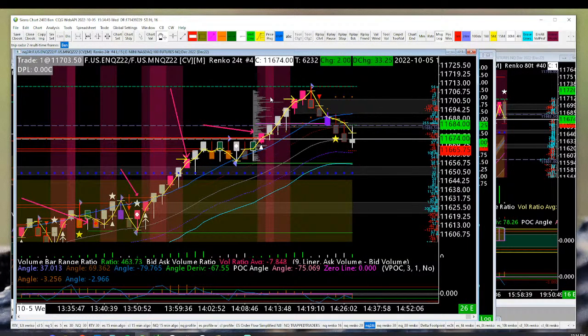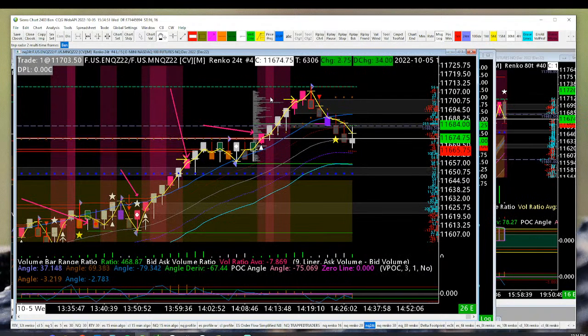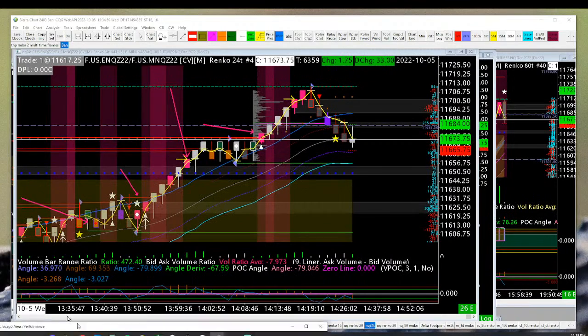So I like the location. I see a reason for some profit taking. But what you'll see is, I don't take a lot of trades. I mean, today, for instance, let me see if I can show you this without showing my account info.